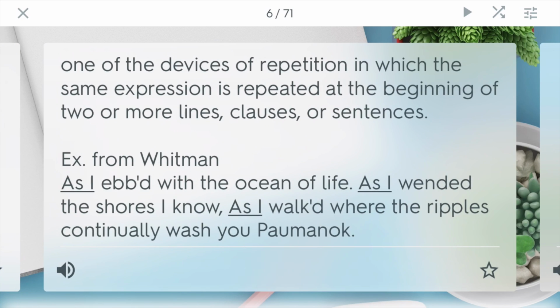Anaphora is one of the devices of repetition in which the same expression is repeated at the beginning of two or more lines, clauses, or sentences. So in this example from Walt Whitman, the phrase "as I" is repeated 3 times.